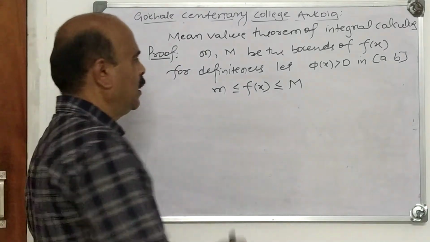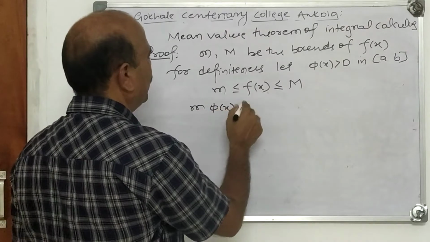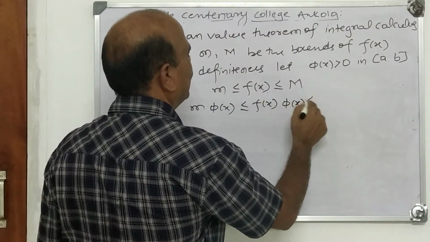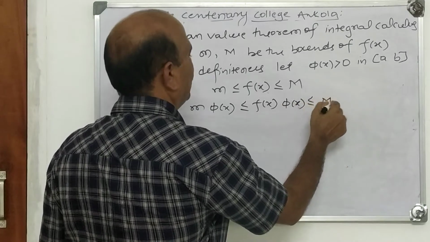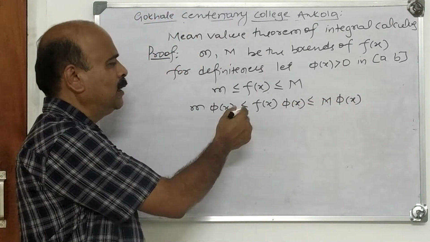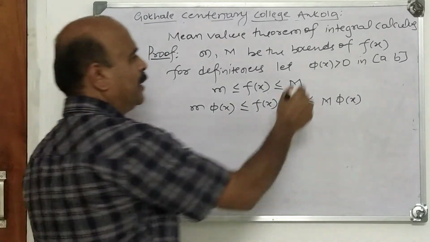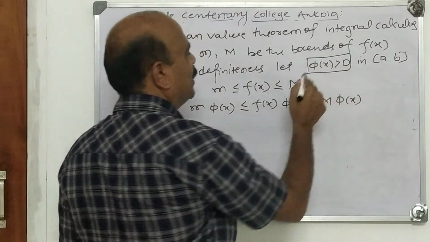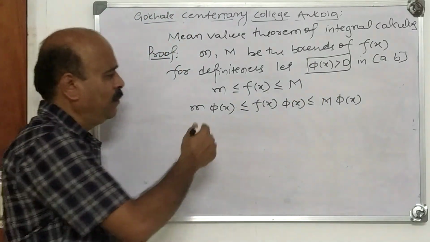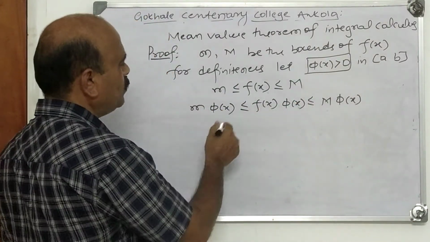Correct? Capital M. Now multiply by φ(x). m·φ(x) is less than or equal to f(x)·φ(x), less than or equal to capital M·φ(x). If we multiply, it doesn't affect the less than or equal to sign, because φ(x) is greater than 0. So this sign is unaffected, and we can multiply like this.